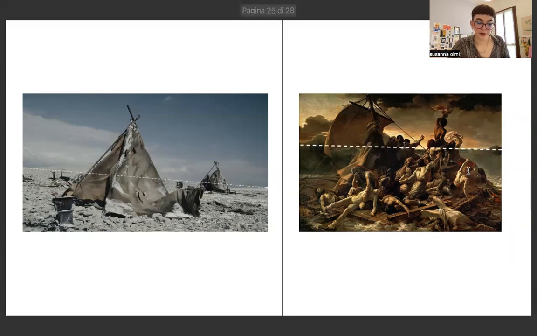Moreover, the line of the horizon is positioned higher than normal in both images, which makes us feel like we are being swallowed by the landscape, making us feel trapped in this tragedy alongside the rest of the characters involved, both on screen, so in Géricault's painting, and off screen, so in The Terror.